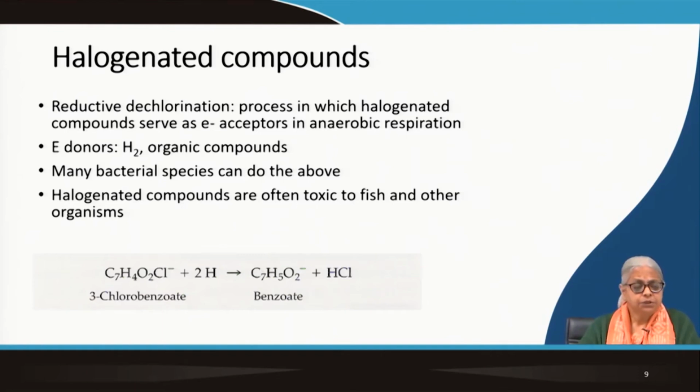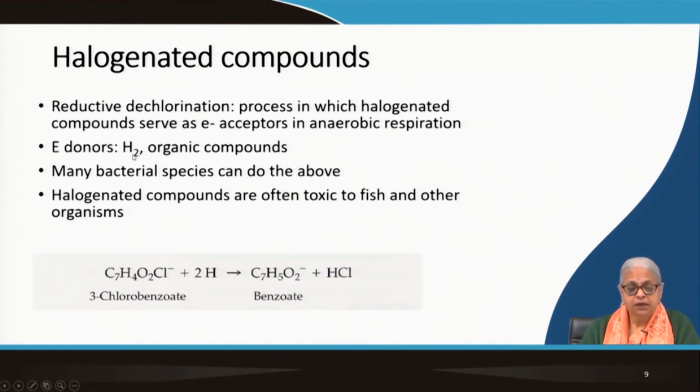You can also have halogenated compounds. Now, if you have halogenated compounds, one of the biggest problems with these compounds is that when an organic compound is associated with a halogen, it's typically highly resistant to bacterial degradation. The first step that is necessary for biodegradation to happen is reductive dechlorination. So in the first case, these halogenated compounds can serve as an electron acceptor in anaerobic respiration.